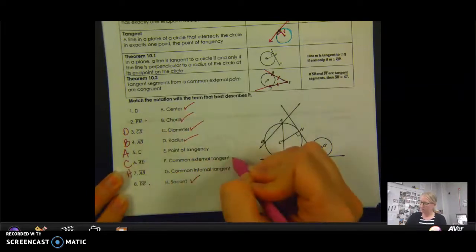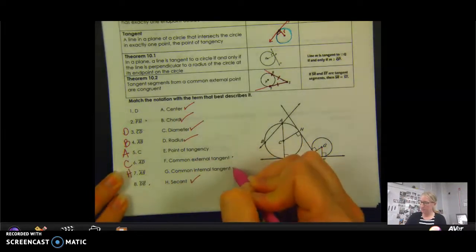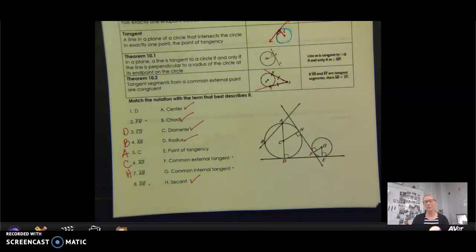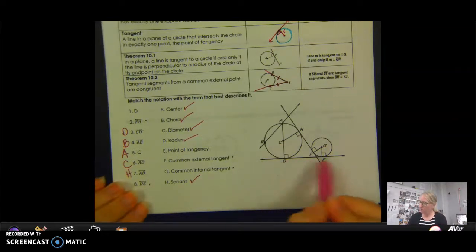And what I have left here is a common external tangent and a common internal. Common means that it's on two or more circles. External means it's on the outside. Internal means it goes through the center of the circles, or through the middle of them, because it doesn't go inside. So this one right here is a tangent to this circle because it hits it at point D. It's a tangent to this circle, so it hits at point E.